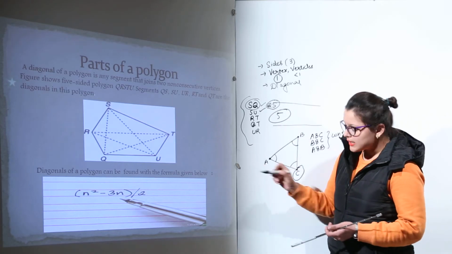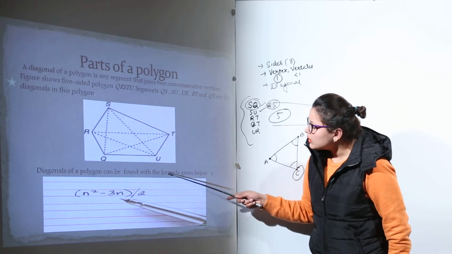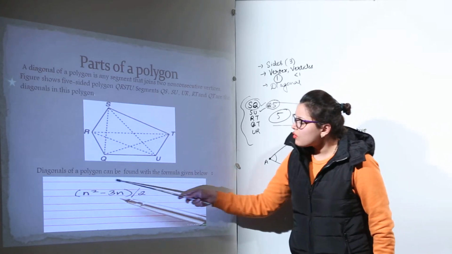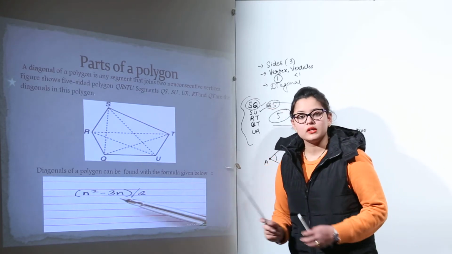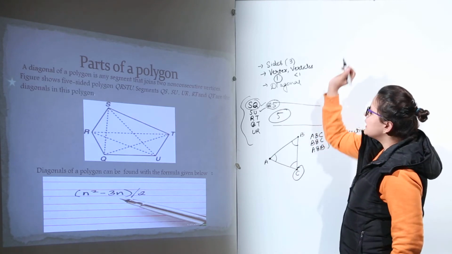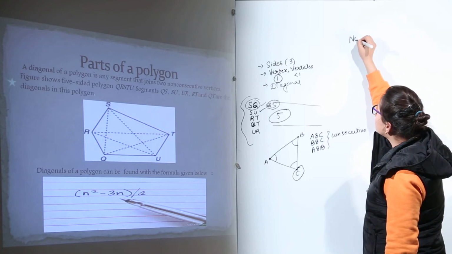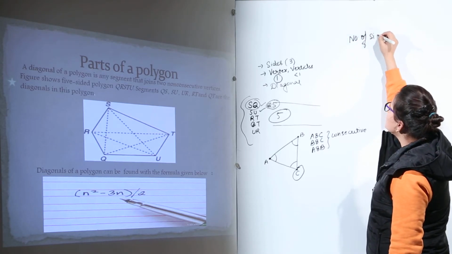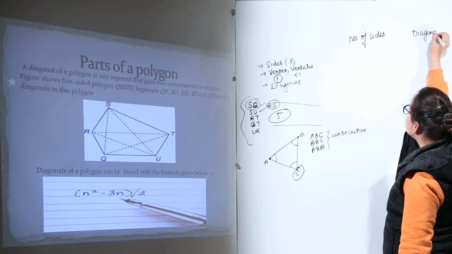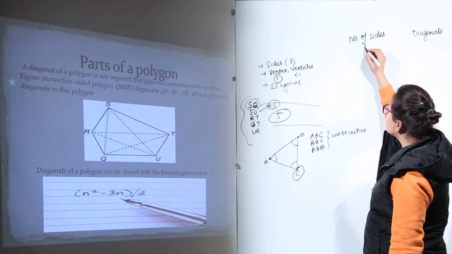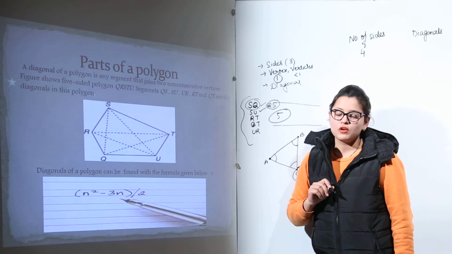Clear? Now the next thing that I have written is that the diagonals of a polygon can be found with the formula given below. This is the formula for the number of diagonals you can find for any polygon. Now I am going to do it over here. Let's say you have the number of sides given to you. I am mentioning the number of sides here and writing the diagonals on the other side. Let us check the diagonals for a shape that has 4 sides.